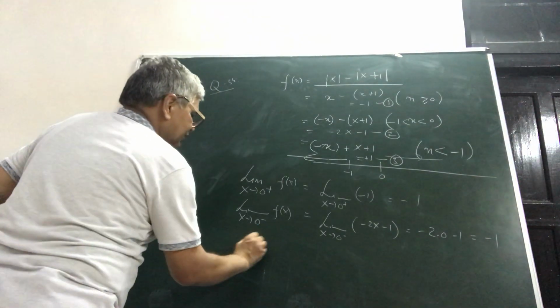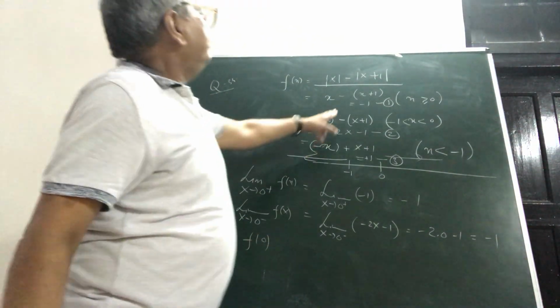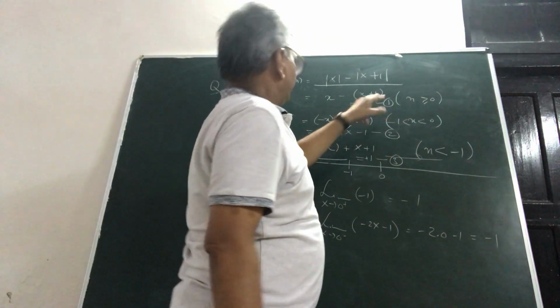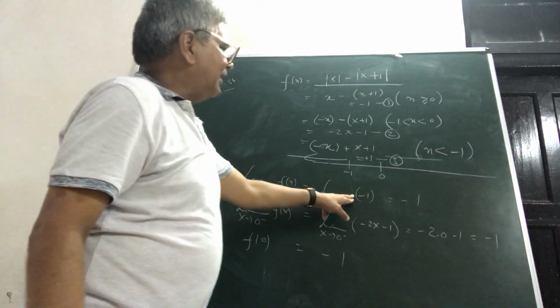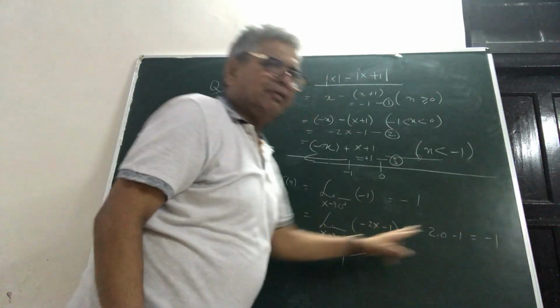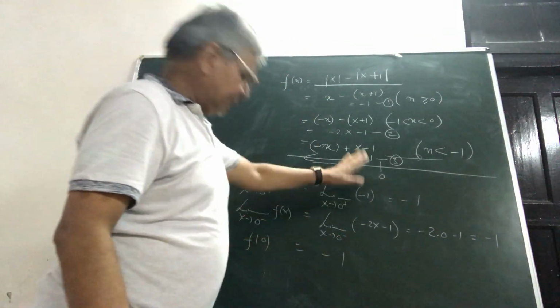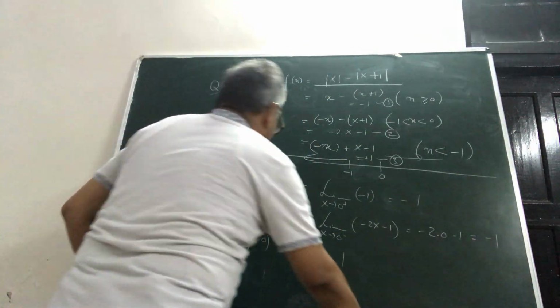And then what is the functional value at 0, please students? Please see, for x greater than or equal to 0, it is equal to minus 1. All three things are equal. Right hand limit is minus 1, left hand limit is minus 1, function value is minus 1. So the function is obviously continuous at 0.